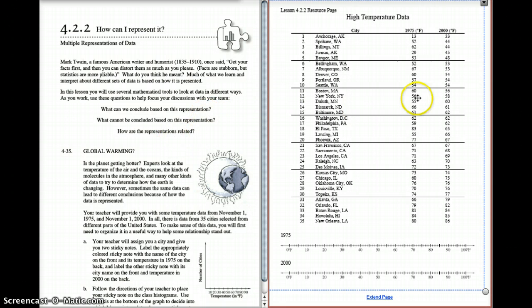First of all, you can see I have two pages side by side here. Here is a bunch of temperatures all across the United States, or at least 35 cities within the United States, from a 1975 day and from a year 2000. I don't know if these are from one day or averages for the year. I don't really care.